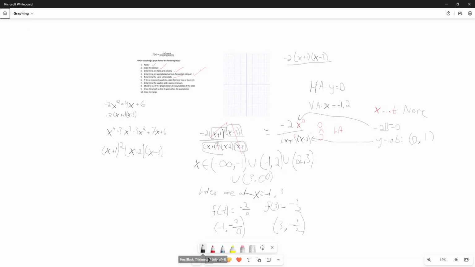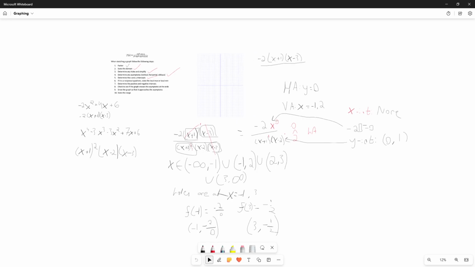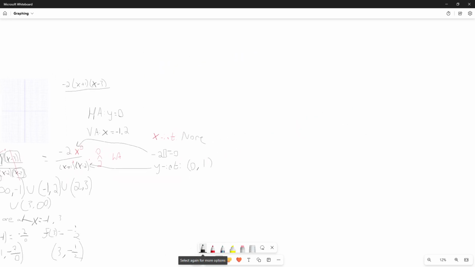So whenever we have a reciprocal quadratic, let me just write it down on the cross. A reciprocal quadratic is a constant at the top and a quadratic at the bottom, like we have here, right? We have -2 at the top, and here we have x plus 1 and x minus 2.